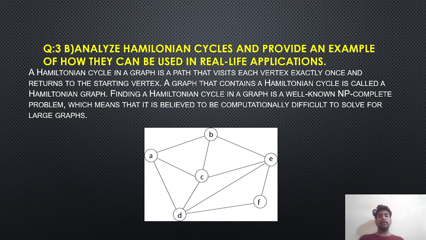The second part of question number three is to analyze the Hamiltonian cycle and provide an example of how it can be used in a real life application. So a Hamiltonian cycle in a graph is a path that visits each vertex exactly once and returns to the starting vertex. A graph that contains a Hamiltonian cycle is called a Hamiltonian graph. Finding a Hamiltonian cycle in a graph is a well-known NP-complete problem, which means that it is believed to be computationally difficult to solve for large graphs. Here is a small example of a Hamiltonian graph.